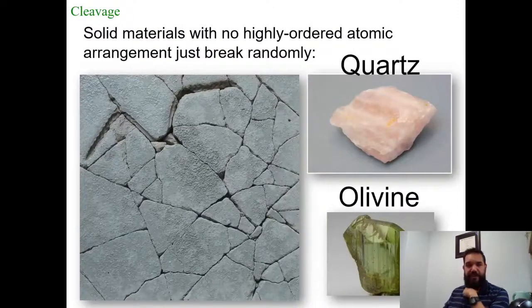So anyway, not all minerals break with cleavage. Some of them have no cleavage. Quartz and olivine have no cleavage. And when they break, they just break randomly. Like, look at this cement. It looks like somebody took a sledgehammer and hit this cement, right? There's no rhyme or reason to it.